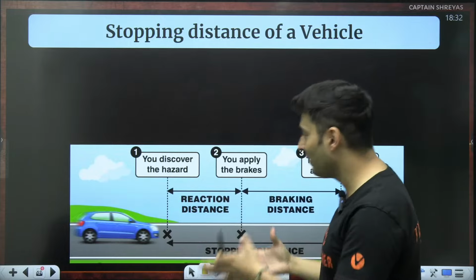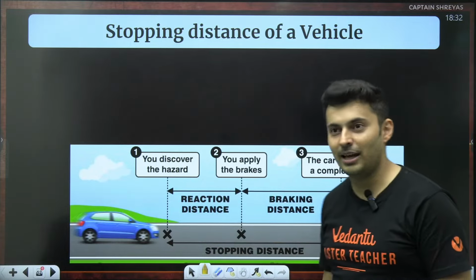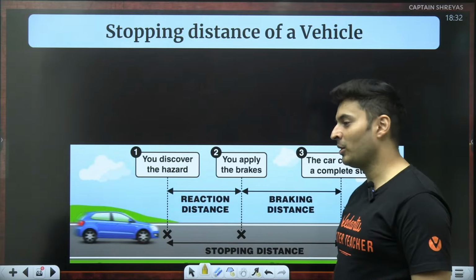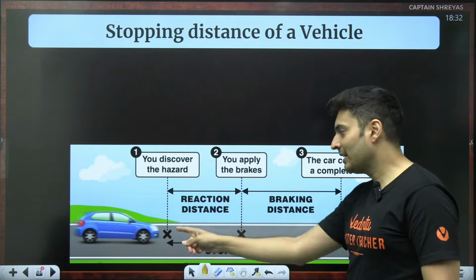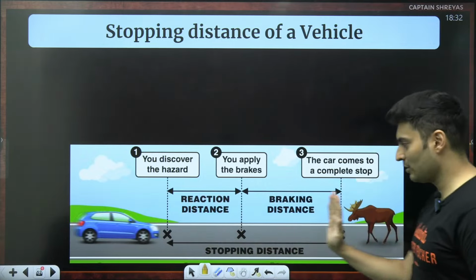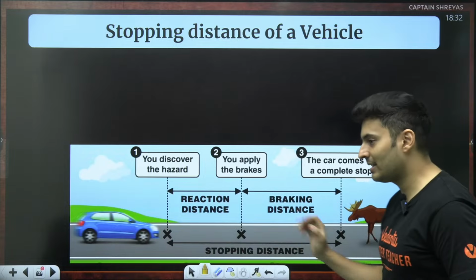That is the kind of reflex which is there with F1 drivers. They're very quick in deciding things. They act very quickly, or else it's a matter of life and death. So this is your reaction distance. Usually this should be as less as possible, and braking distance obviously should also be as less as possible.